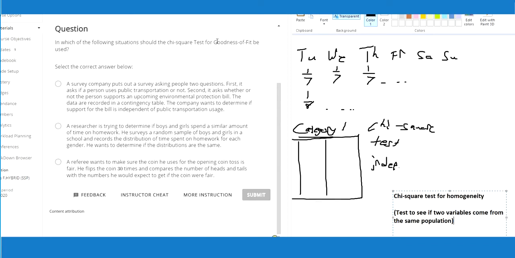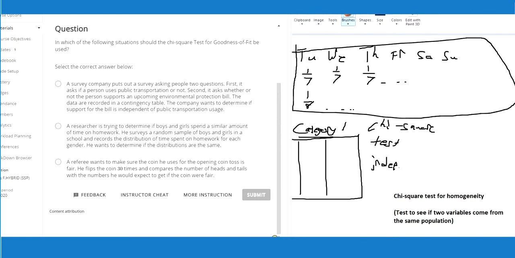We're supposed to find a chi-square goodness of fit test. A referee wants to make sure the coin he uses for the opening coin toss is fair. He flips the coin 30 times and compares the number of heads and the number of tails. So that sounds like our first example, which is a chi-square goodness of fit test. Okay, instead of Monday, Tuesday, Wednesday, Thursday, Friday, we've got heads and tails. I'm just going to use T for tails.